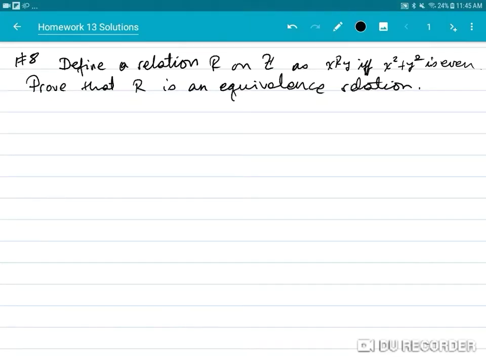All right, in this problem, we have a relation defined on the set of integers as x is related to y if and only if x squared plus y squared is even. And they ask us to prove that R is an equivalence relation. In other words, they want us to show that R is reflexive, symmetric, and transitive.